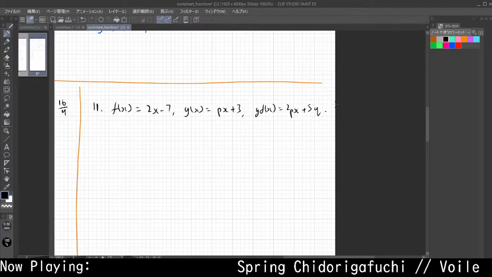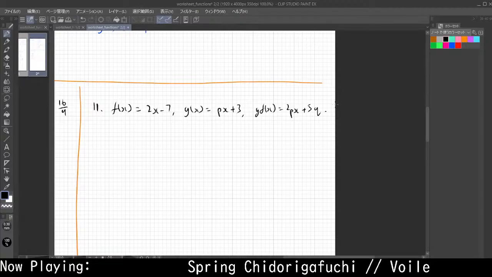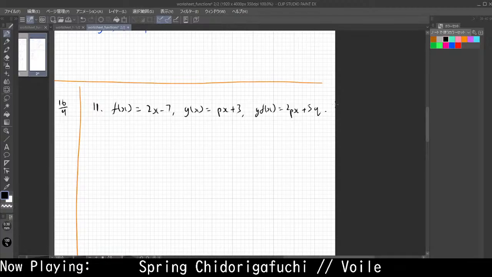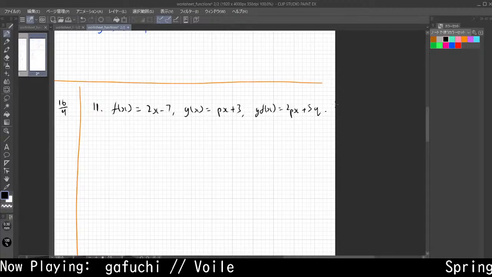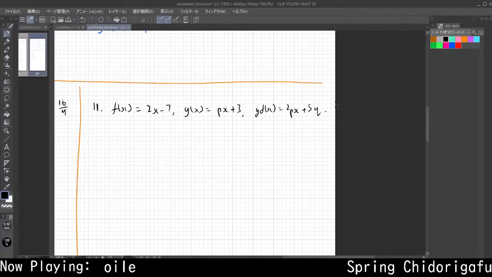Okay, so what do we have here? You see f, you see g, you see gf. Just directly use f and g to combine first, and then you can compare.